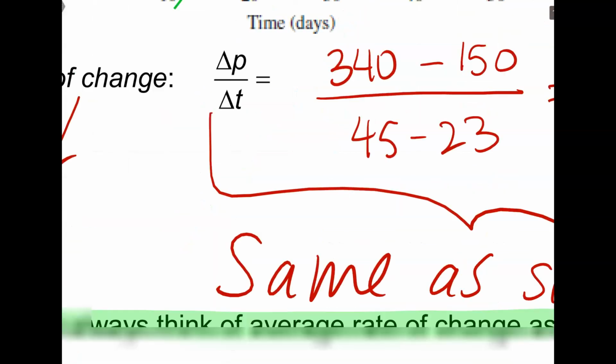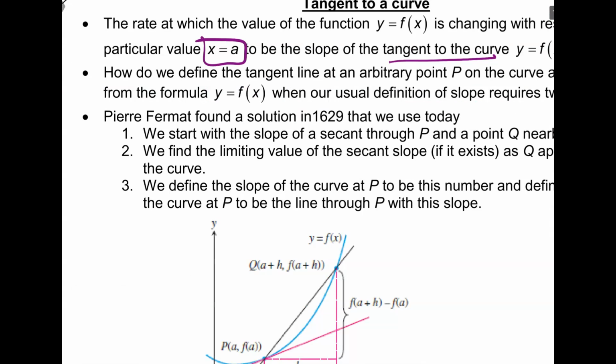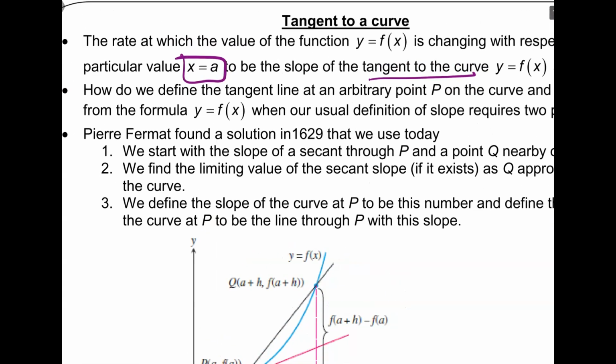There's this beautiful, brilliant man named Pierre Fermat. All right, so in 1629, yes. I think we'll talk more about him in this year. If not, if you keep taking math, you'll hear more about him. Brilliant man, most likely a European white man. He found a solution in 1629 that we still use today. That's crazy. That was a long time ago.